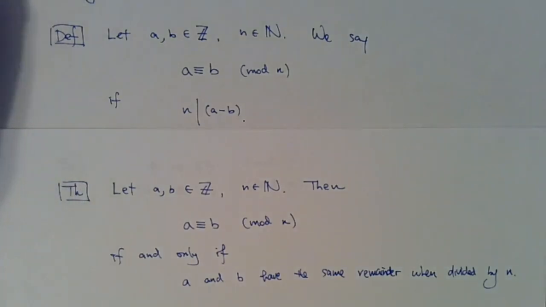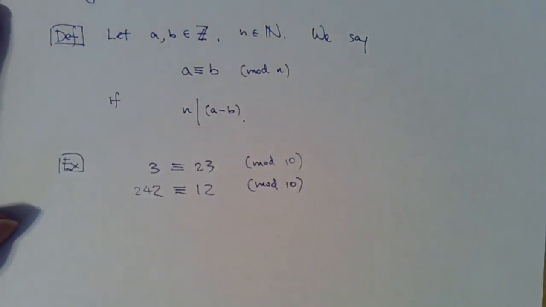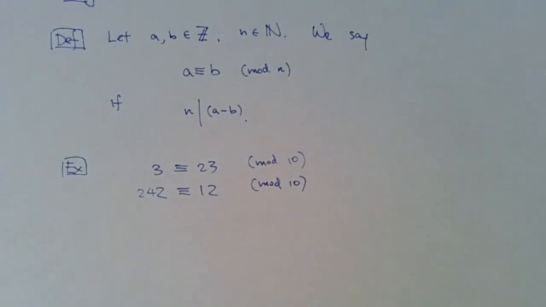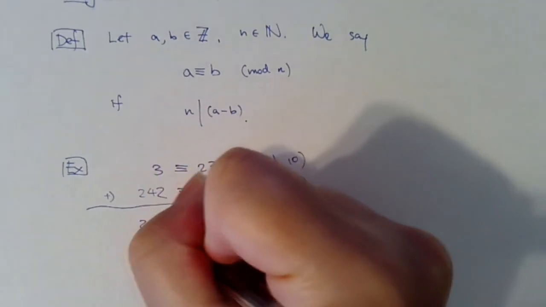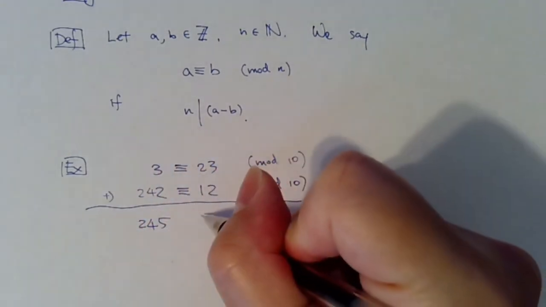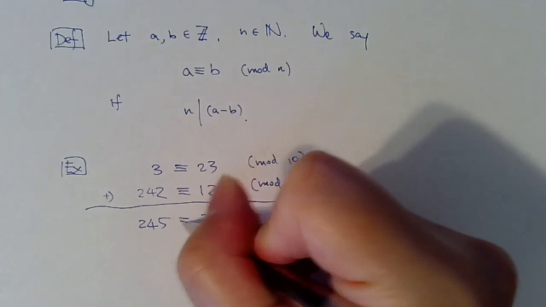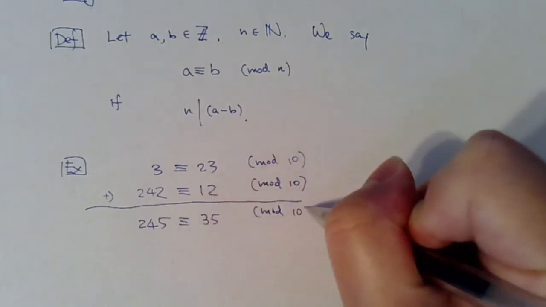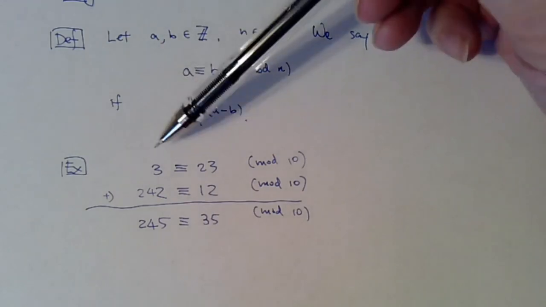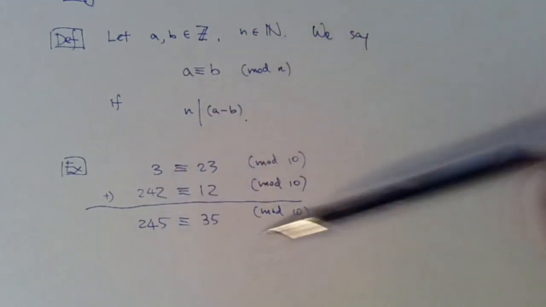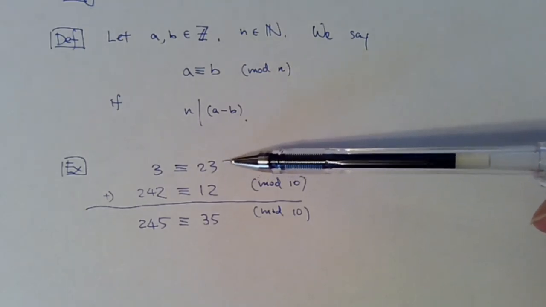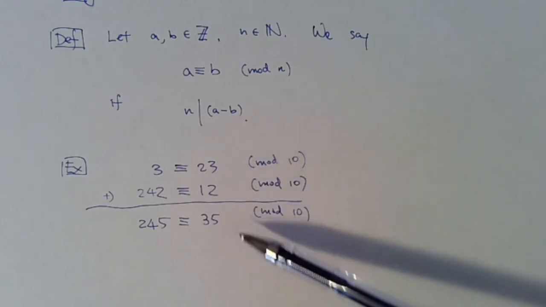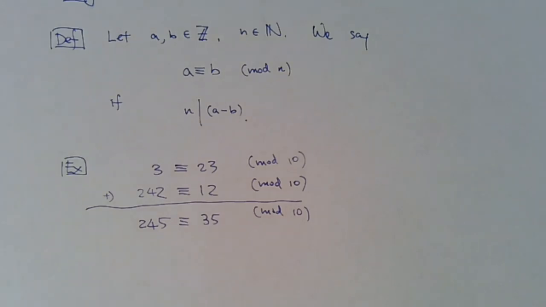One of the things we can do with modular arithmetic is that we can add things that are congruent. For example, if we add these two things, we get 245 and we get 35, and those are congruent mod 10. If we have things that are congruent and other things that are congruent and we add them, they're still congruent. And you can almost see this happening. The difference is a multiple of 10 here, and the difference is a multiple of 10 here. So when you add them, the difference is still a multiple of 10. But that's something we would like a proof of.